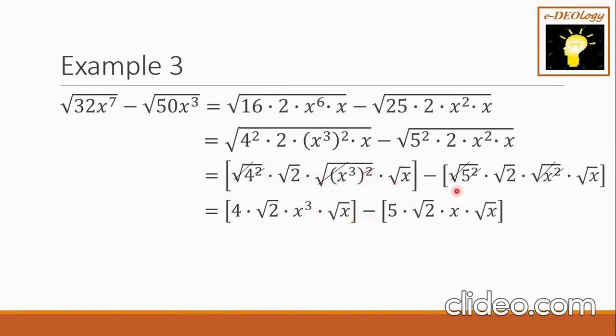Then minus, for the second group, for the first term, I'm going to cancel the radical sign with the power 2. Only the base 5 will come down. The square root of 2, we just copy down here.